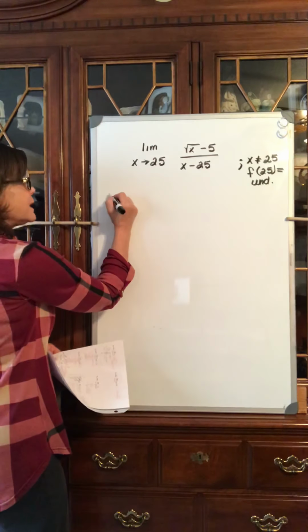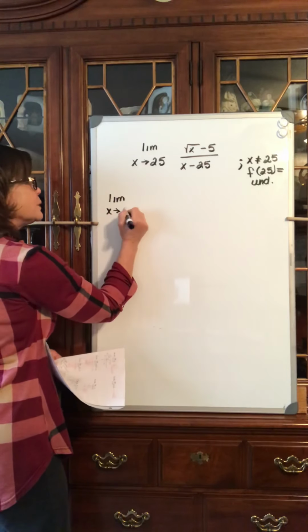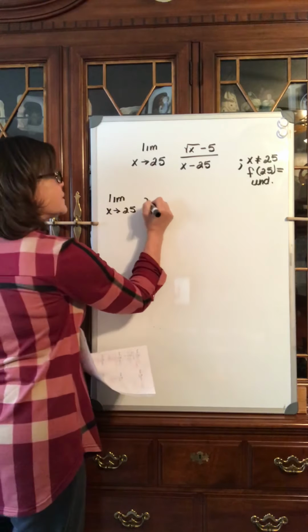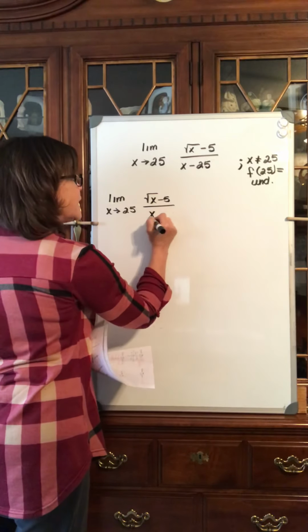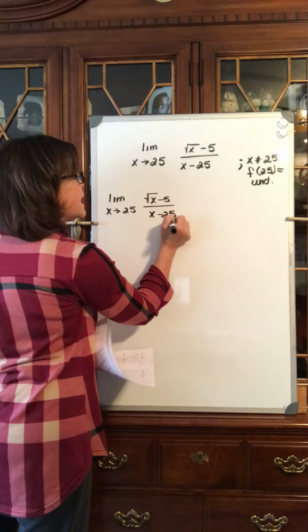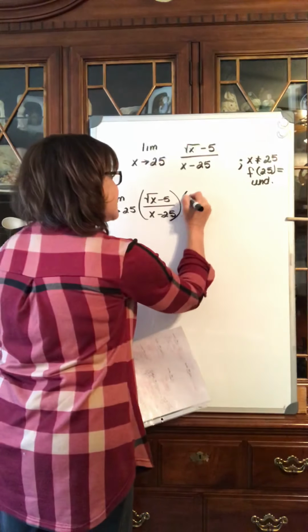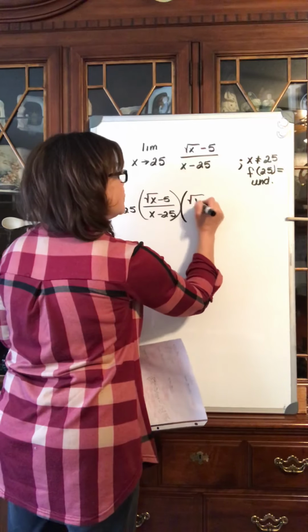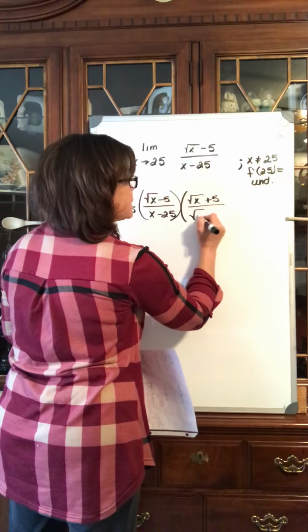So I'm going to simplify this a lot like I did number 7. The limit as x is approaching 25 of the square root of x minus 5 over x minus 25. I'm going to use the conjugate of the numerator again. The conjugate of the numerator is the square root of x plus 5. I'm going to multiply by 1.